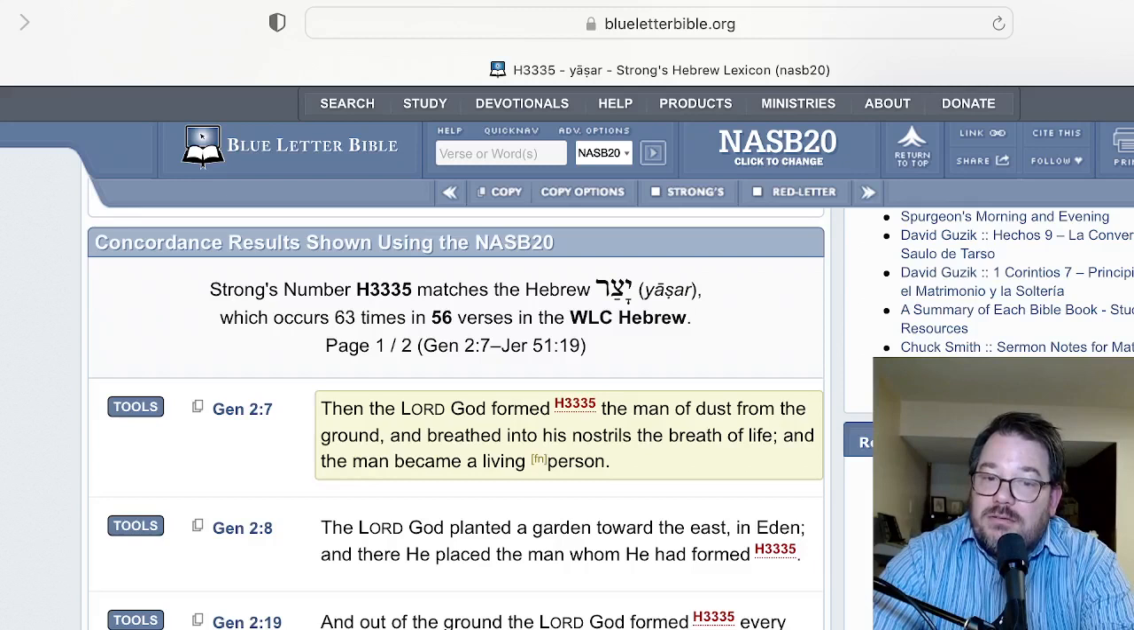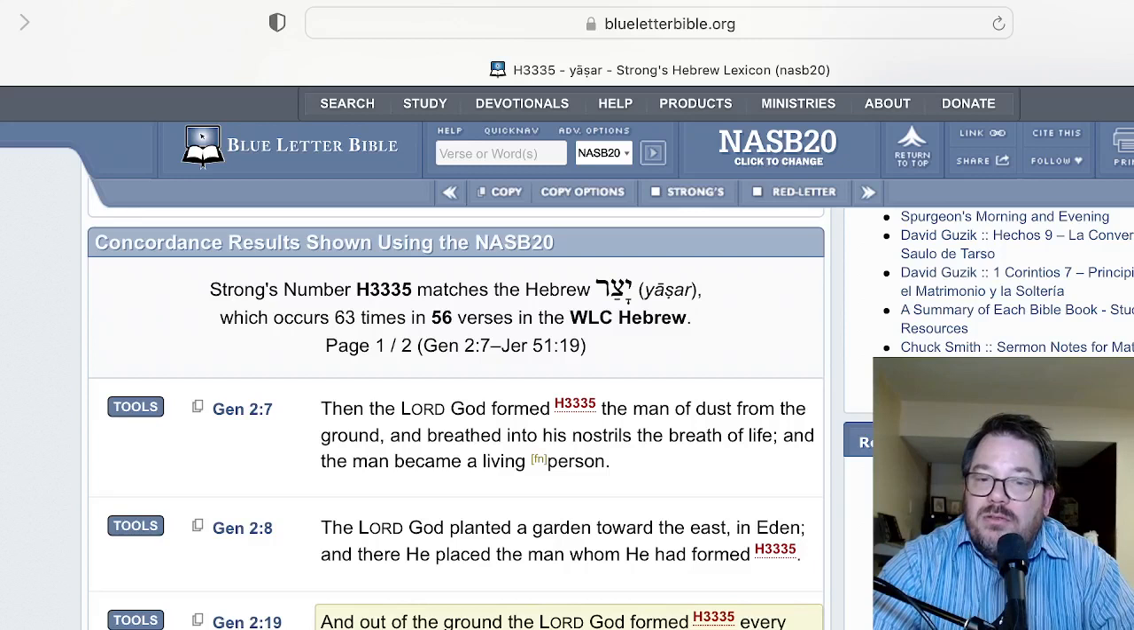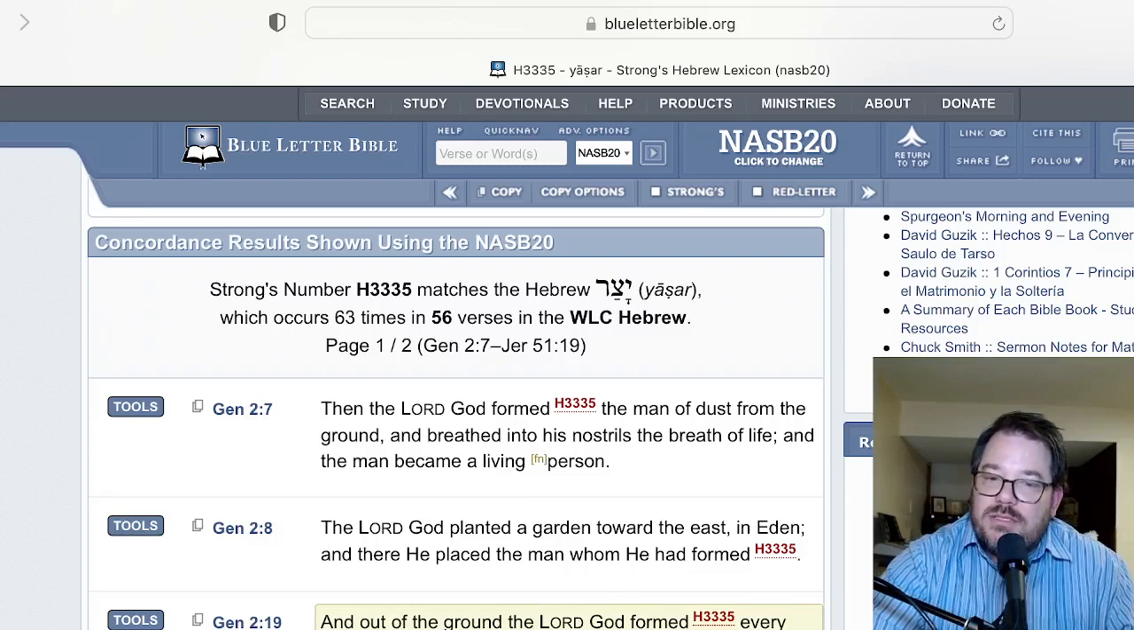Again, the next verse: in the Garden of Eden, he placed the man whom he had formed. Again, that word, Yatzar. And here again, 2:19, "out of the ground the Lord God formed every animal of the field and bird of the sky." So this is really a word that's being used of creation, but not just in terms of creation. You can also look through here.